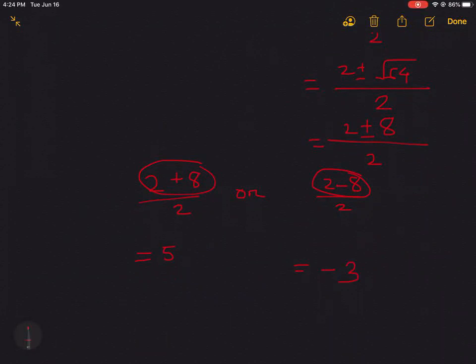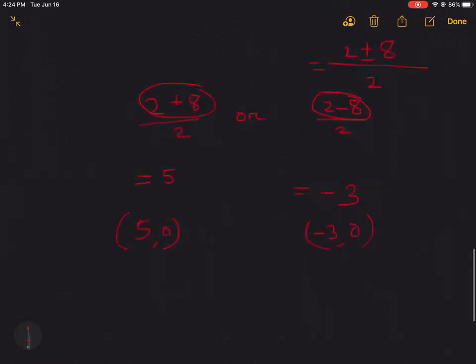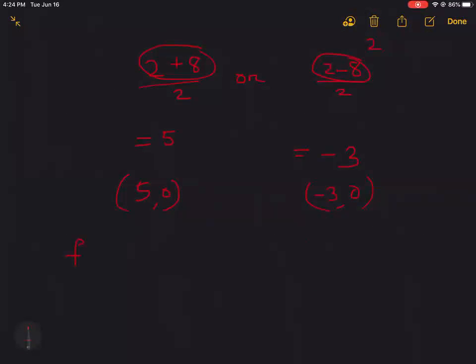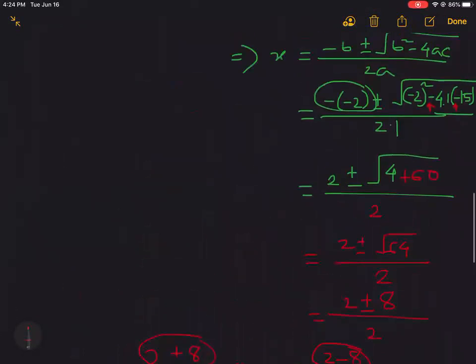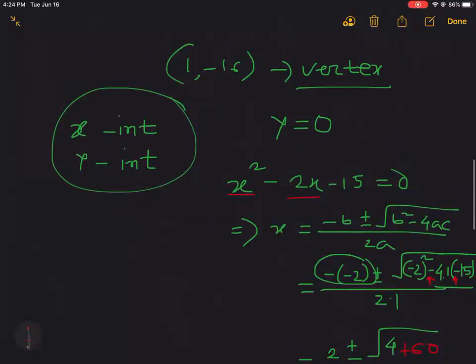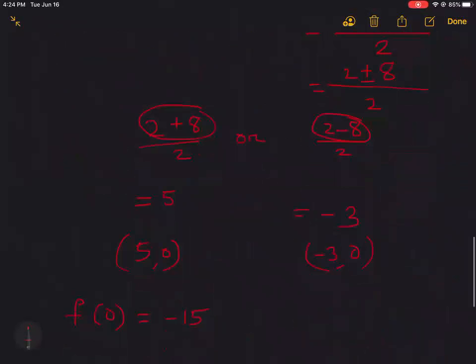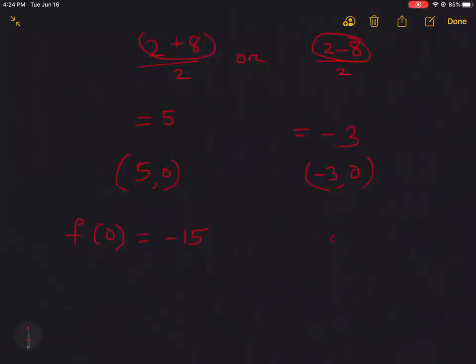So our intercepts are clearly, as I plugged in y equals 0, these. And secondly, if I plug in x equals 0, I'll get my y-intercept. That's quite easy to calculate. These terms will be 0. All I'll have is negative 15. So my y-intercept will be (0, -15).